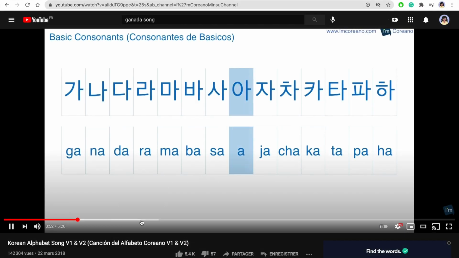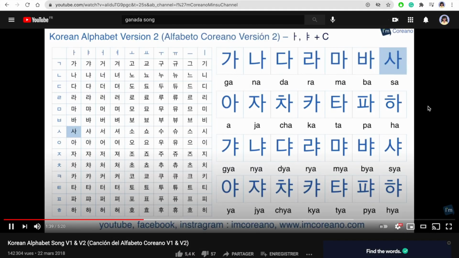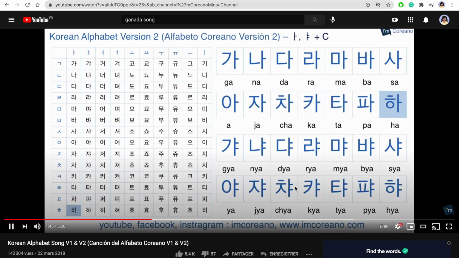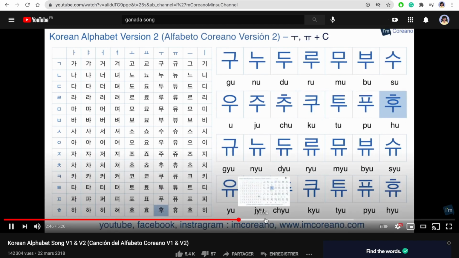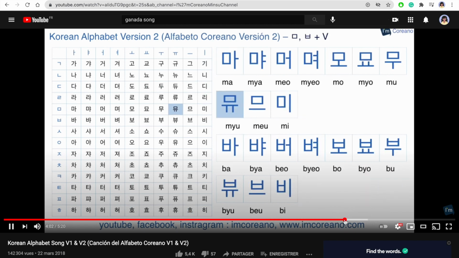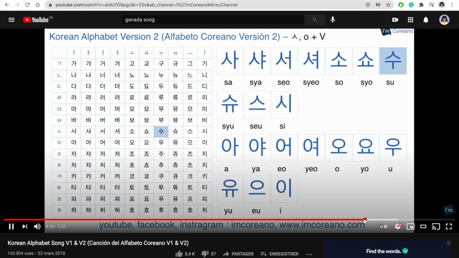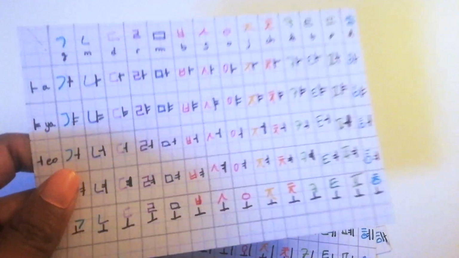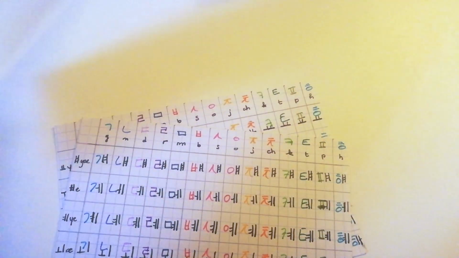The Korean alphabet song. I really love this song. It was so useful for me because it helped me remember all the letters and also to pronounce each syllable. If you don't know this song yet, please go check it. And I love this song so much that I ended up creating flashcards with all the combinations of the letters.